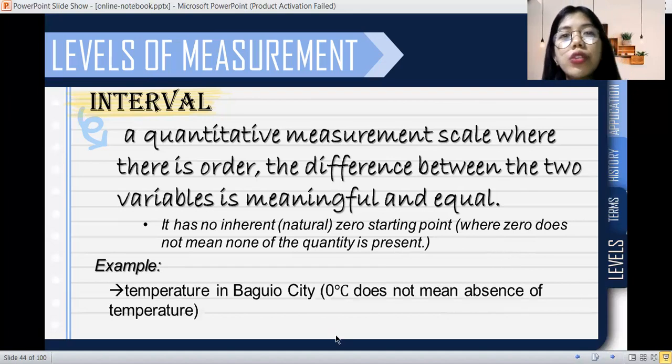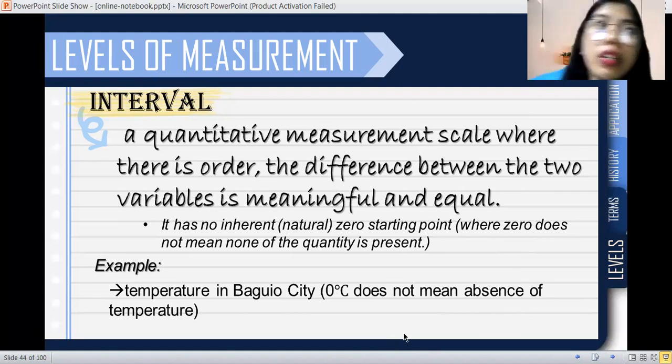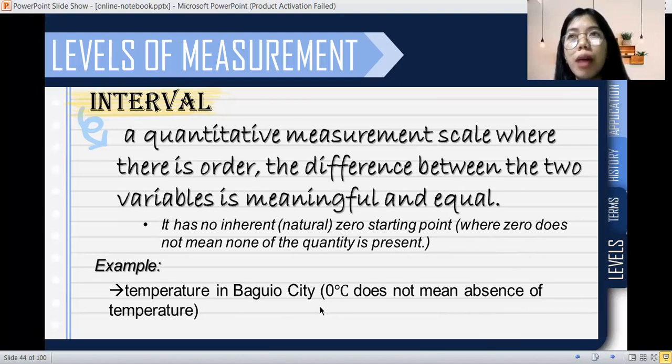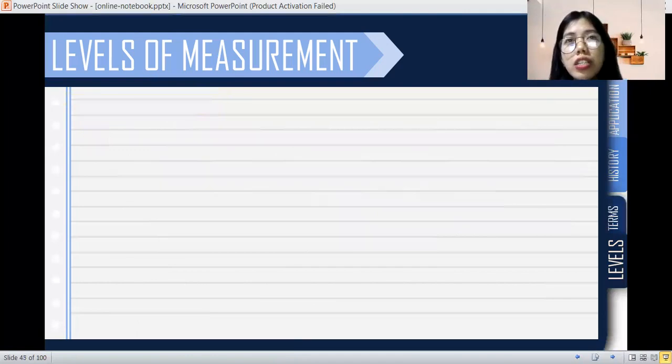For example, yung temperature in Baguio City. So, 0 degrees Celsius does not mean the absence of temperature. Hindi natin siya matatawag na wala dahil 0 degrees Celsius ay wala ng temperature. Kundi, kapag tinatawag na 0 degrees Celsius ay sobrang napakalamig na siya. Ganyan po yung sa interval natin. And makikita natin ang difference niya sa next one, which is ratio.